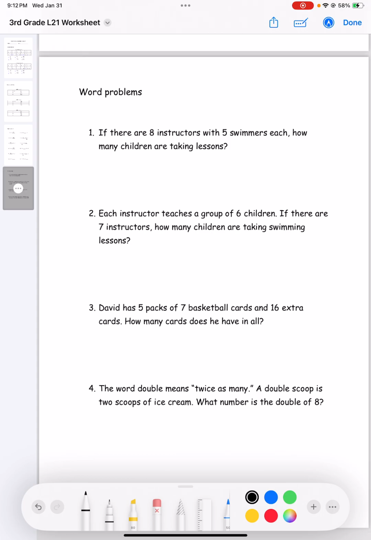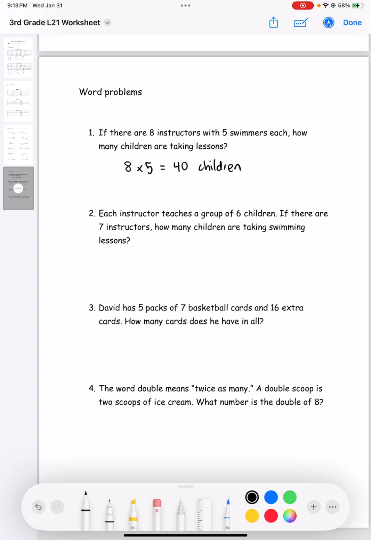So number 1, if there are 8 instructors with 5 swimmers each, how many children are taking lessons? So 8 instructors times 5 swimmers each. So how many children are taking lessons? We'll multiply that, which is equal to 40. So 40 children are taking lessons.